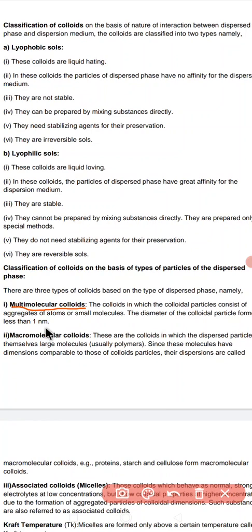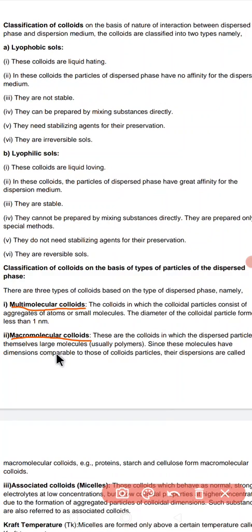Multimolecular colloids means the colloids in which the colloidal particles consist of aggregates of atoms or small molecules. The diameter of these colloidal particles is less than 1 nanometer. Next we have macromolecular colloids. What are macromolecular colloids? These are the colloids in which the dispersed particles themselves are large molecules.